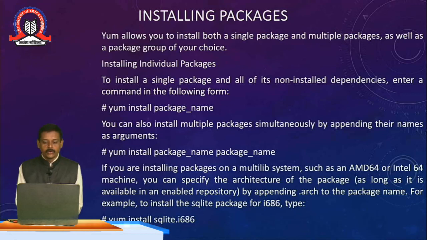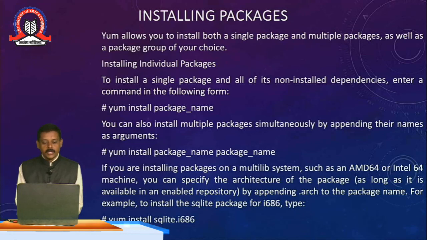Then if we want to install multiple packages, the command will be yum install, then the name of the package, space, another name of the package, or whatever the next package is. So in a single line, we can name different packages, but here we have to write the complete name followed by .rpm.